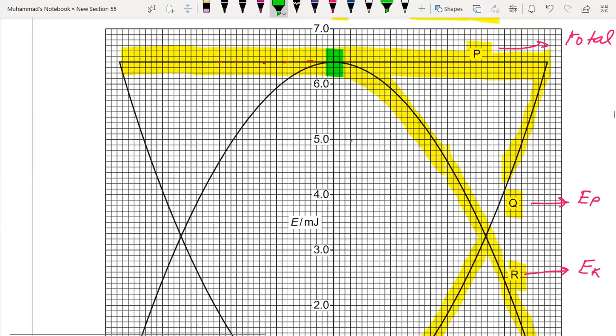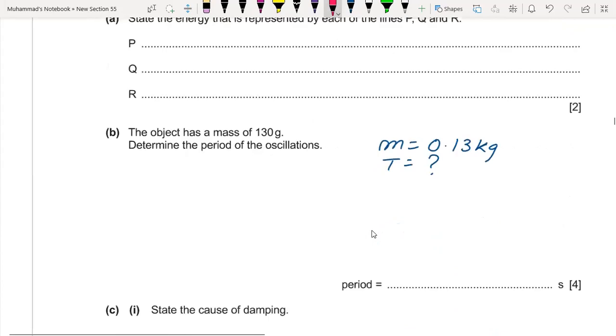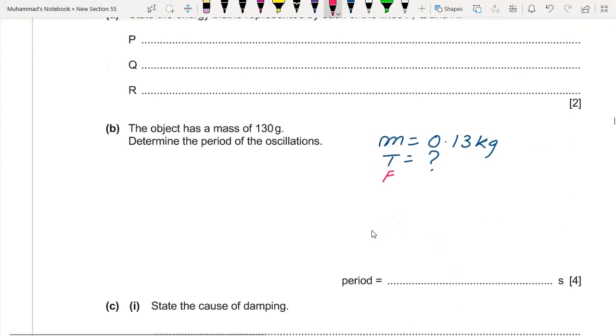You are given energy, and each small division on the vertical axis represents, there are 10 small divisions, and one small division represents 0.1. So this is 6, 6.1, 6.2, 6.3, 6.4. So the total energy is 6.4. We know the total energy. So the thinking process should be, we know total energy, E total, we know amplitude x naught from this graph, and we have to find time period.